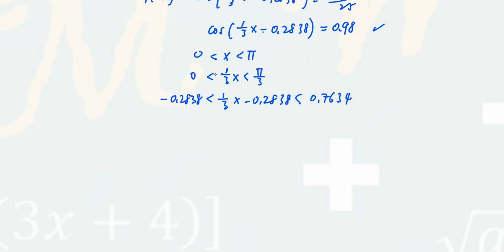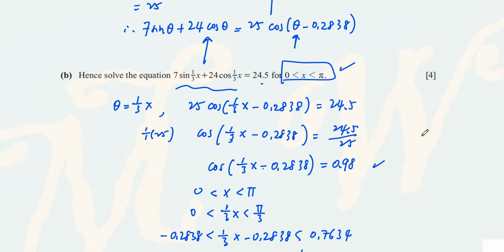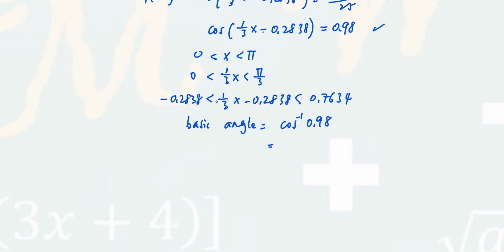Okay, so now we need to solve this equation. The cos of the new angle is 0.98. So now I will get the basic angle first before I draw the quadrant. Basic angle is arc cos 0.98. Okay, let's go back to the question. Hence solve. Alright, so I need to get more decimal places or more significant figures. So I give 4 significant figures because the angle is in radians. And this is my working.